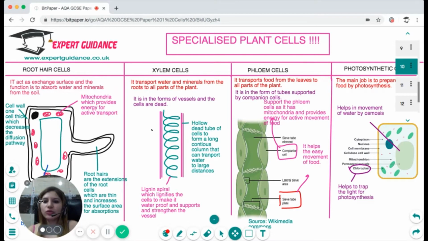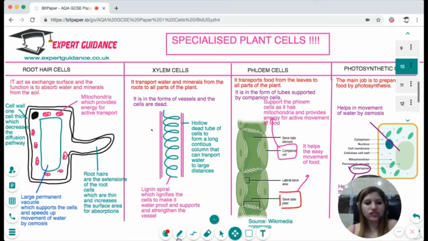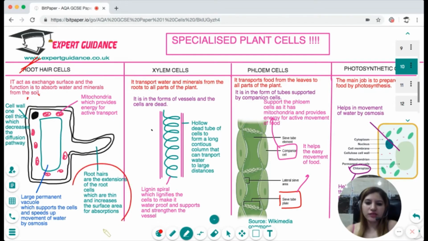Again, these are those cells which have some extra features that allow them to perform special functions. Now, again, to write about these, you should first know their function. So the root hair cell is a cell which acts as an exchange surface and absorbs water and minerals. Now, for the absorption of water and minerals, it needs a large surface area. So the root hairs are the extensions which provide a large surface area for the absorption of water and minerals.